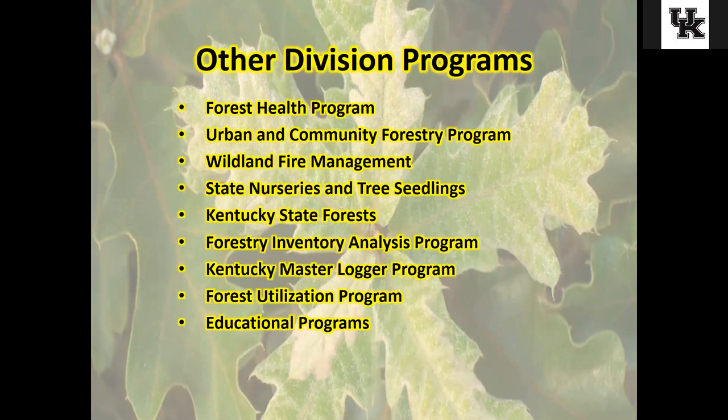Also within the division, we have two state-run nurseries. One is in Western Kentucky, which is John P. Rohde. The other nursery is in Eastern Kentucky, in Morgan County. Right now we produce approximately 1.2 million seedlings a year for sale to landowners and other entities in the state. The division also has 10 state forests across the state that we manage for multiple use.